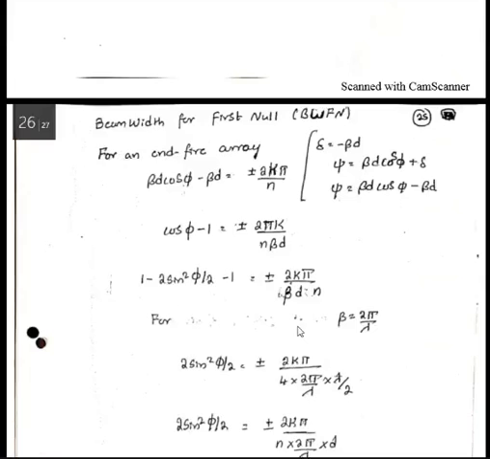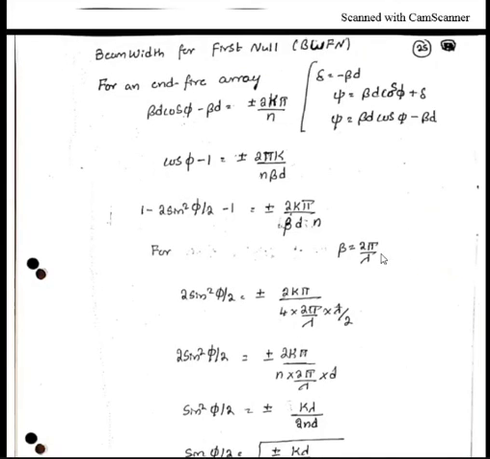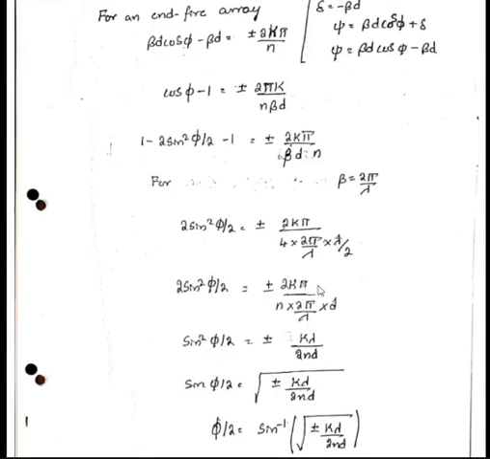Beta is equal to 2 pi by lambda here. Just substitute the value of beta; you need not substitute the values of N and d. Beta is equal to 2 pi by lambda, so 2 gets cancelled and pi gets cancelled. We will have k pi divided by 2, and these two values will come to the denominator.